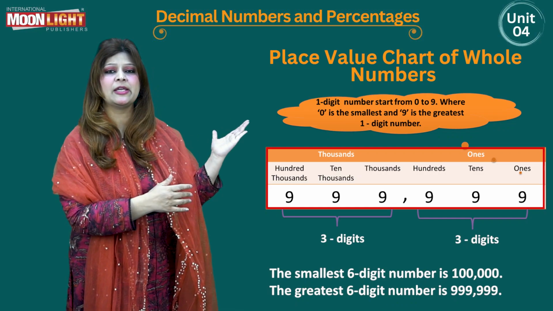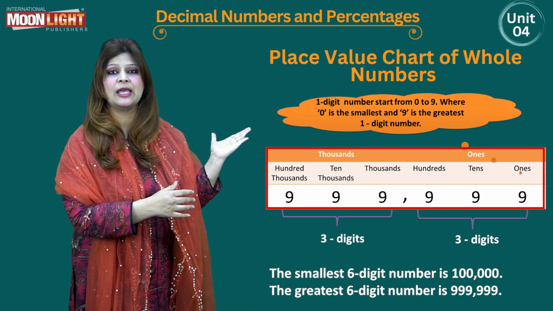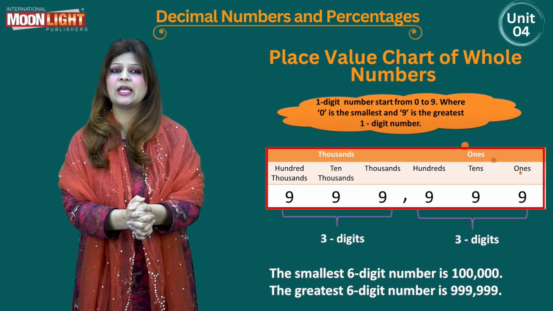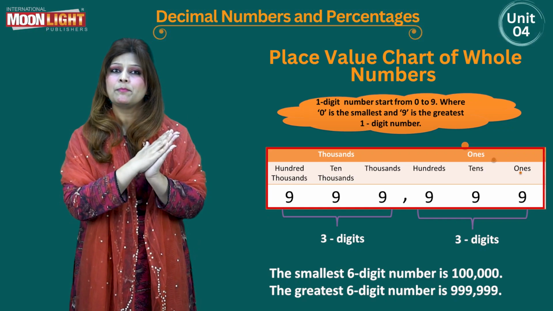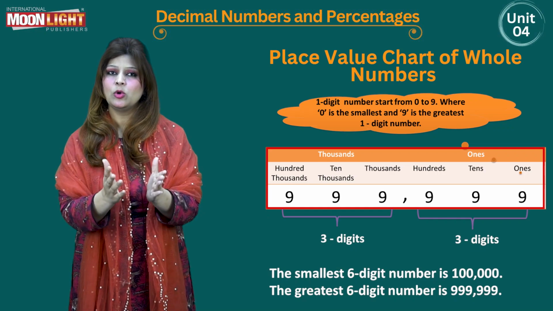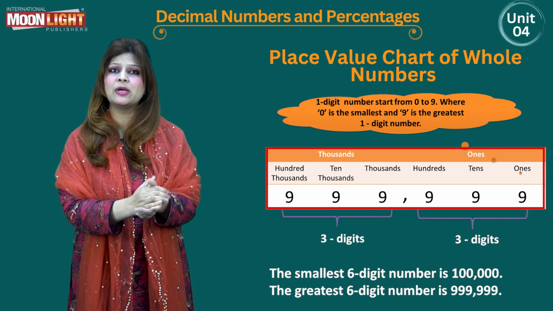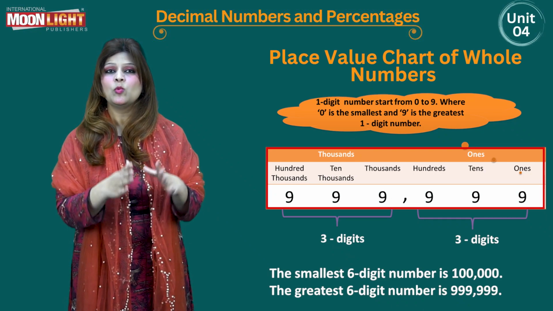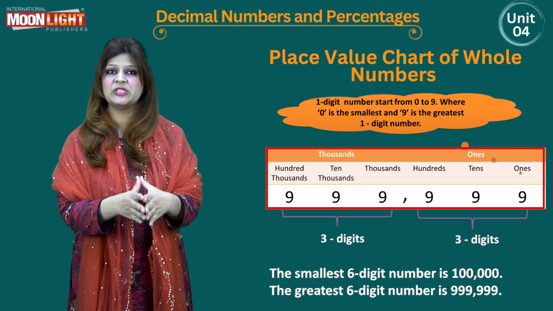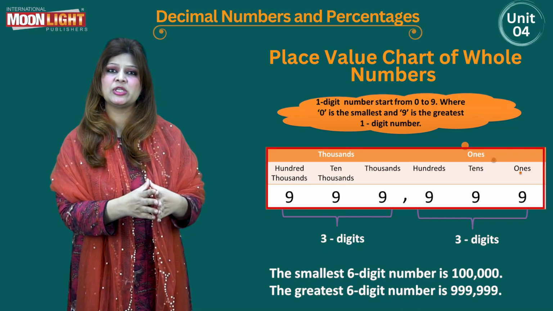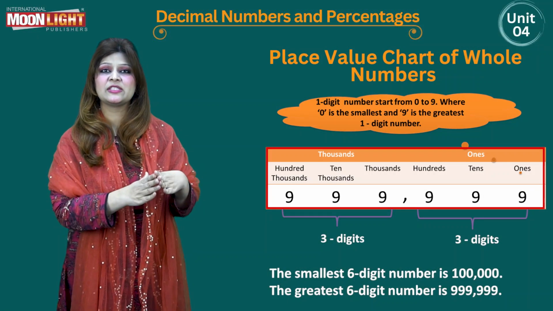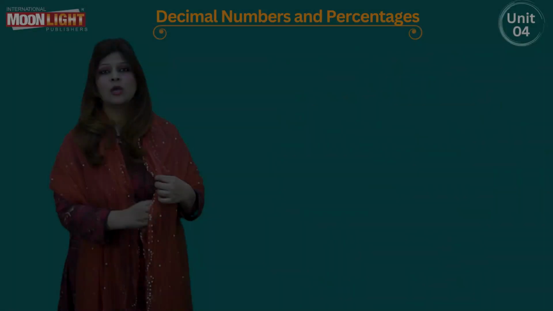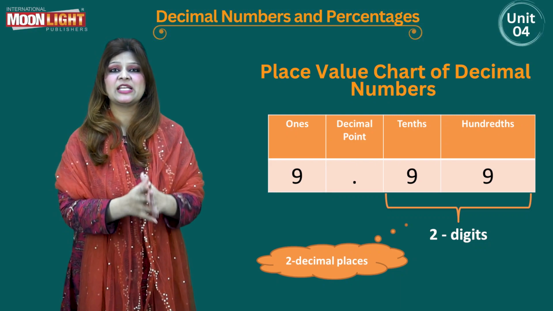Right now you can check that we have all digits: ones, tens, hundreds, thousands, 10,000 and 100,000. These digits have a maximum limit, starting from the number 0 to 9. In a one digit number, the minimum or smallest number is 0 and the greatest number is 9. So this is a 6-digit number. You can check this number out, 999999, 6 times 9.